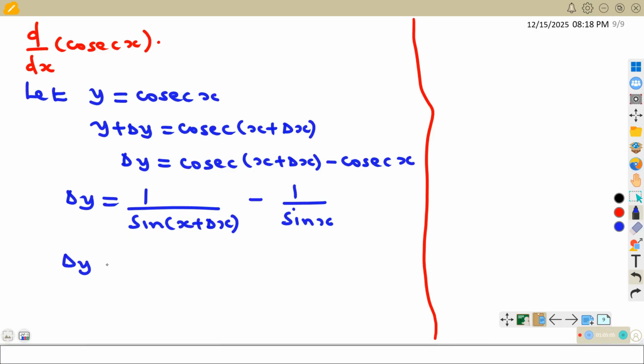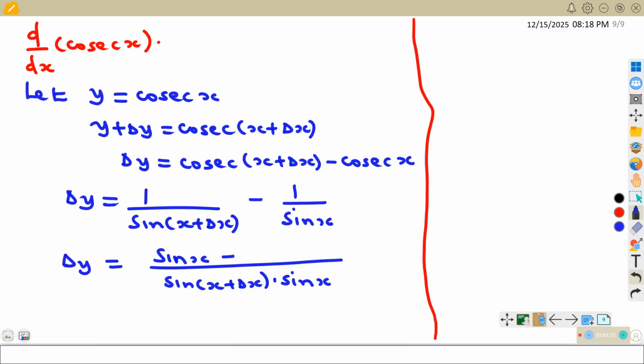So delta y is the same as we shall get the LCM here, the LCM of sine of x plus delta x, then times sine of x. So from here, sine of x plus delta x is our LCM divided by this, we shall get sine of x. So this is sine of x times 1, it remains sine of x.